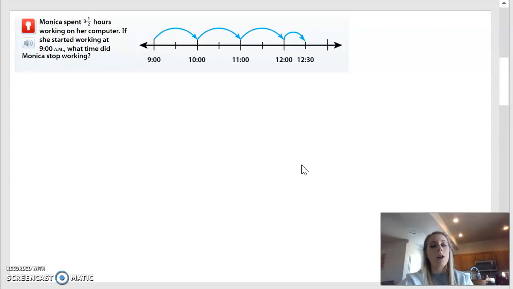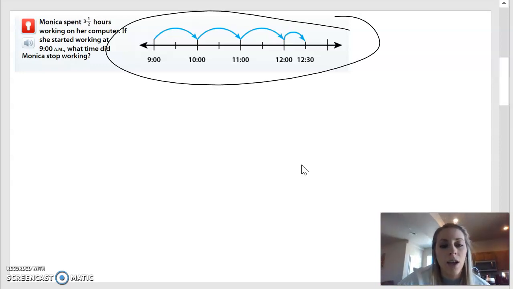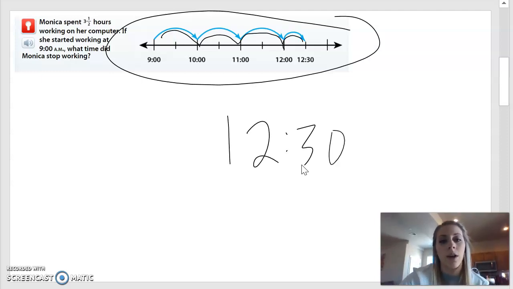Okay, so this question says, Monica spent 3.5 hours working on her computer. If she started working at 9 o'clock a.m., what time would she stop working? So 5th grade, what you see here is they created a timeline for us. They started their timeline at 9 o'clock because that is when she started working, and they are looking for the time that it took her to stop working. So they jumped one whole for 1 hour to 10, another whole for 11, a third hour for 12, and then they only went a half because it's 3.5. So she ended up stopping working at 12:30.